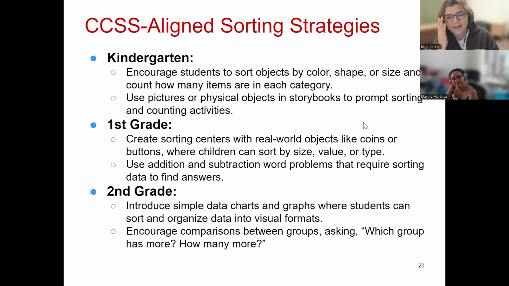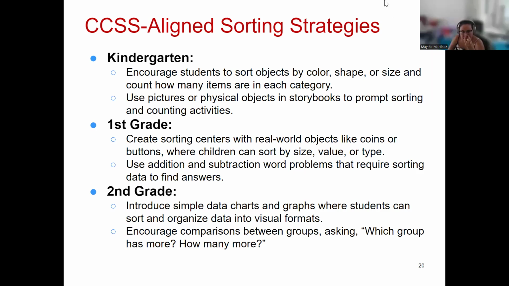So these are some activity ideas or strategies to utilize that are Common Core aligned for kindergarten, first grade, and second grade based on those standards. If you want to meet the standard for kindergarten, encourage them to sort by color, shape, size, and encourage counting as they are creating their groups. Identify which one has more, which one has less. Using books and pictures or storybooks is also good to encourage sorting and counting activities.